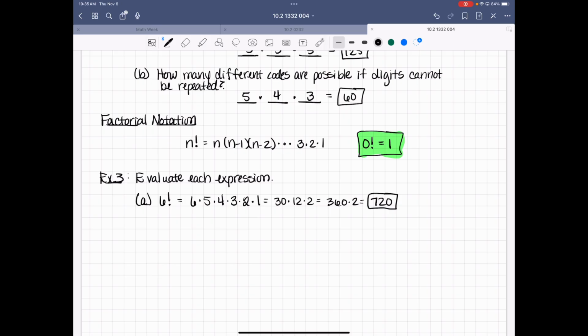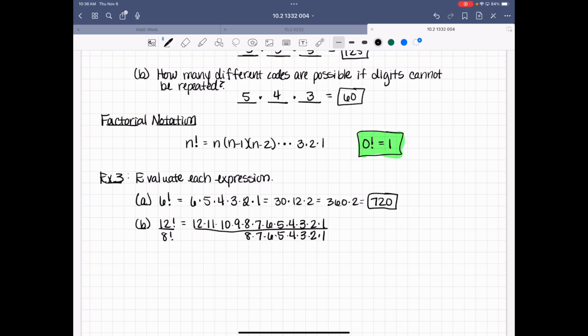So 6 factorial is 720. B, I have 12 factorial over 8 factorial. Now, I'm going to write out, and I want you to watch what happens here. I've got 12 times 11 times 10 times 9 times 8, 7, 6, 5, 4, 3, 2, 1. And that's all over 8 times 7 times 6 times 5 times 4 times 3 times 2 times 1.